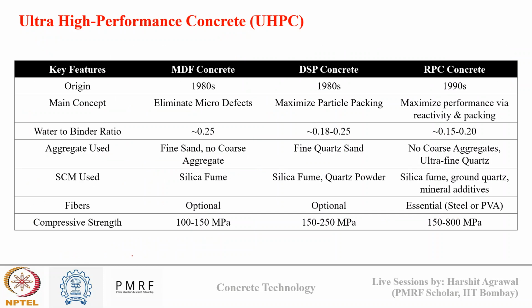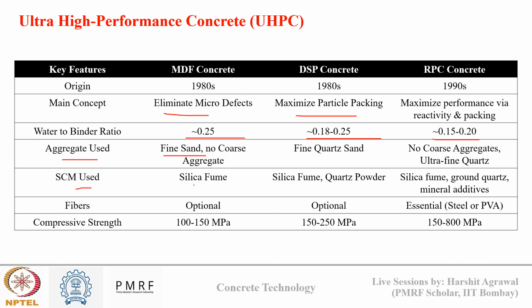Now since we have talked about all three types of EHPC, let's see how they compare against each other. The main concept for all is the same: to make concrete denser and eliminate defects from concrete. Now in MDF concrete, the water to cement ratio is usually in the range of 0.25. In DSP it comes down to 0.18 to 0.25, and in RPC it is in the range of 0.15 to 0.2. The aggregates used, generally we use fine aggregate in all the three systems. No coarse aggregates are used.